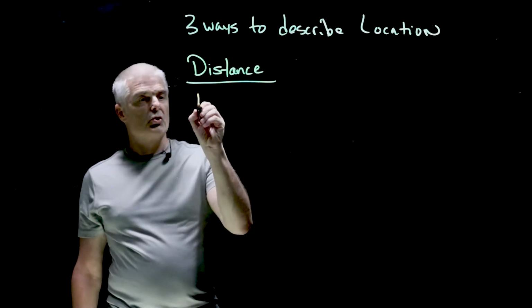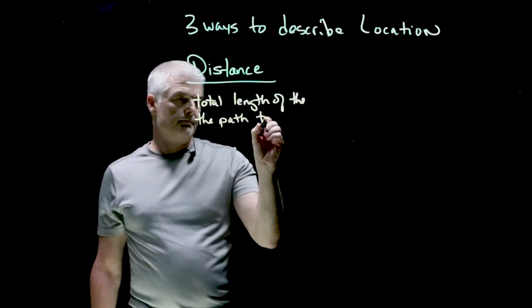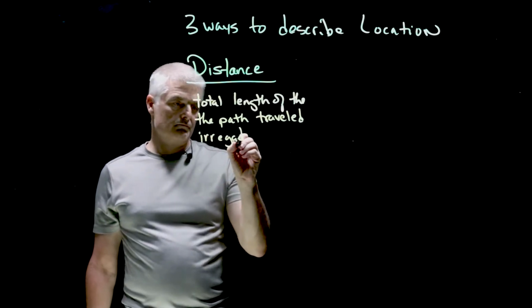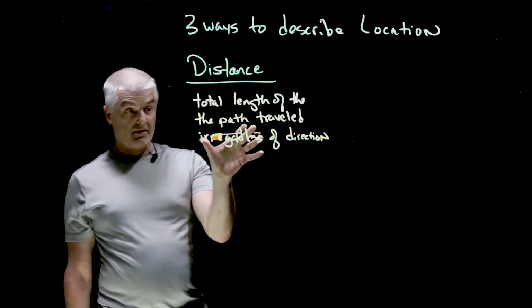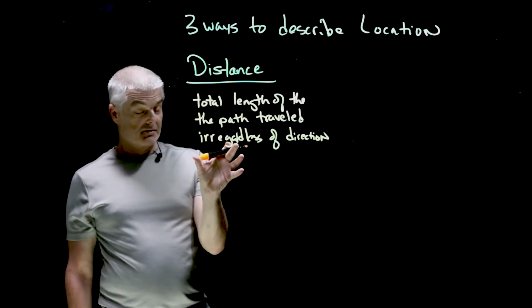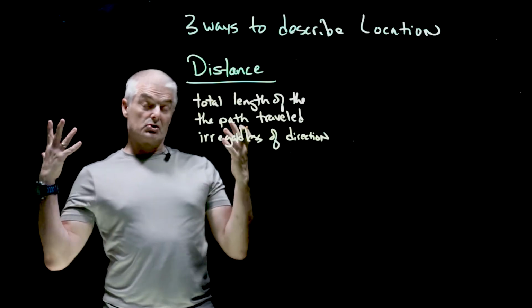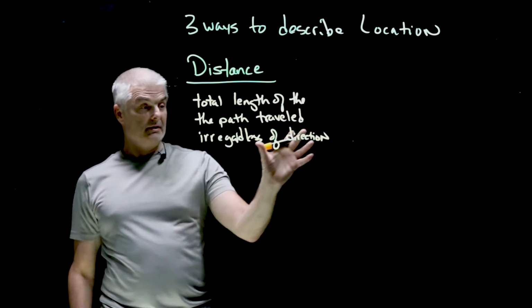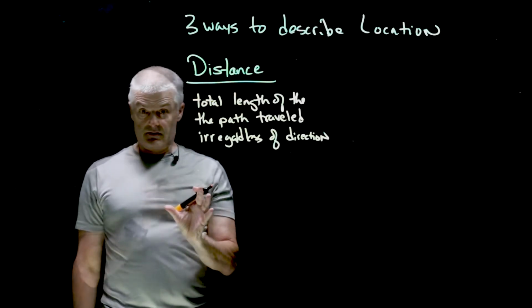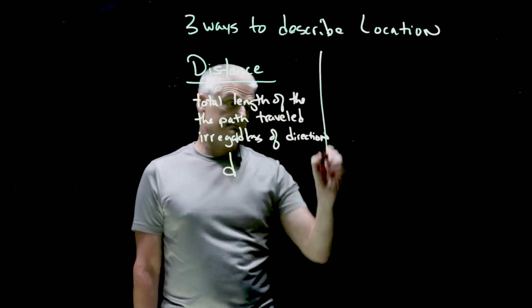This is the total length of the path traveled, regardless of direction. So think about your car, and it's got an odometer. And your car might say, my car has traveled a total of 100,000 miles, or whatever it might be. That is considered distance. And this is just labeled simply little d.